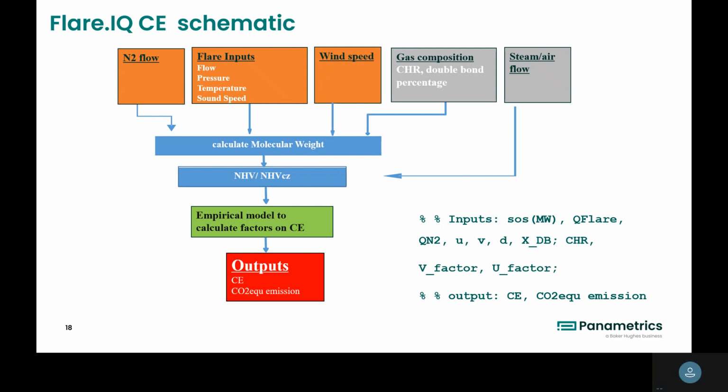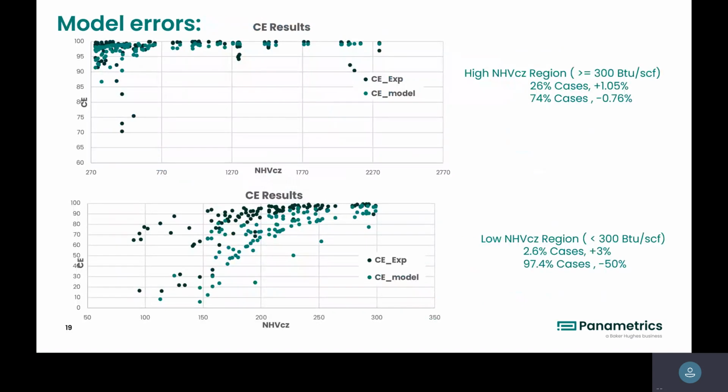Based on real process data conditions, not just an assumed 96.5 or a designed combustion efficiency of 98. That's what people are using, but in reality, we all know that it can be quite different. And Flare.IQ provides a live measurement or calculation of this combustion efficiency based on flare operating conditions. I want to show the analytics based on the model with testing data.